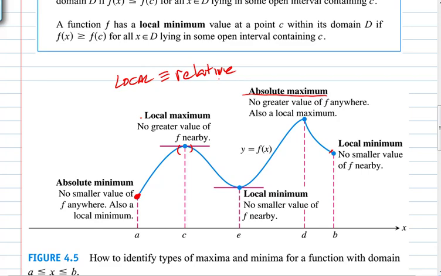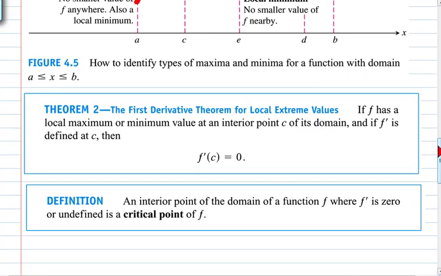Now, look at the values where we have maximum and minimum values. What do these points have in common? They have horizontal tangents, don't they? Or the derivative is undefined. That's actually how we're going to identify these points we call a critical point.